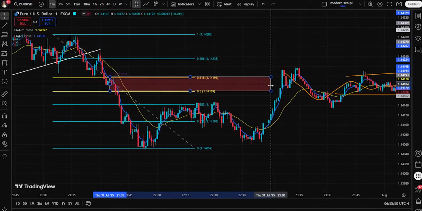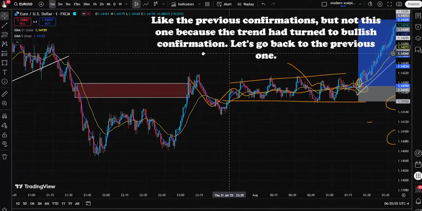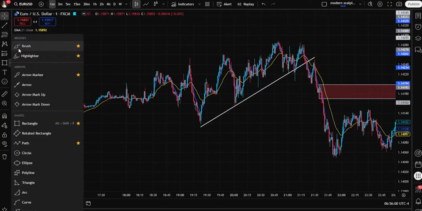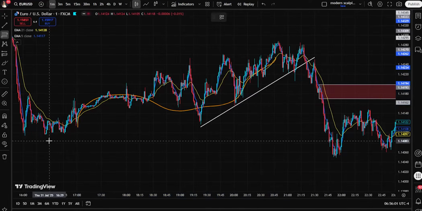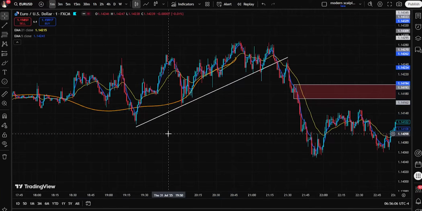For example, the price is supported at the 50% Fibonacci level. The EMA 5 has crossed above the EMA 21. A confirmation candle has also closed in the buy direction. This means that the conditions for entering a buy are ideal.